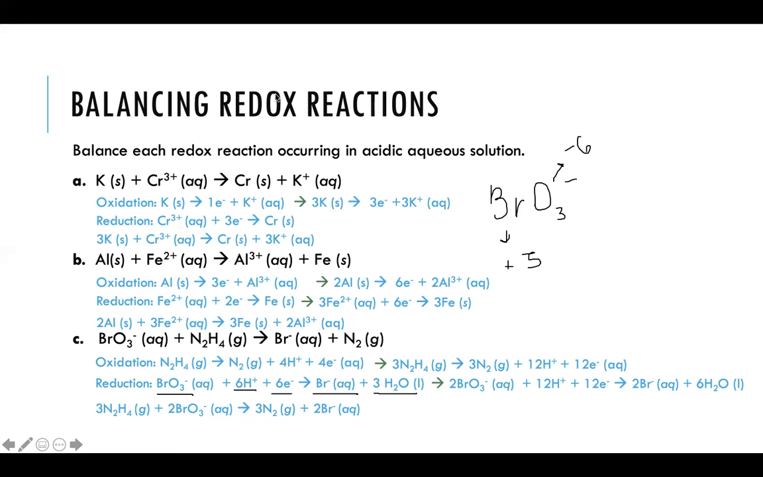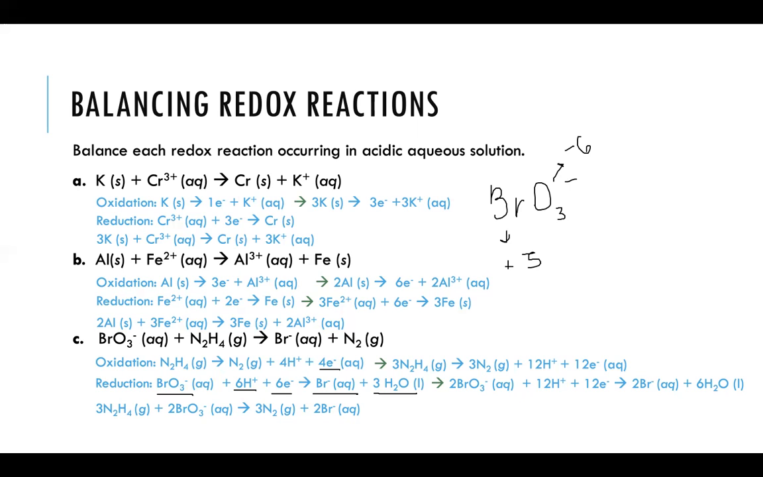So now let's compare these two. You'd have N2H4 yields N2 plus 4H plus 4e minus. Then you have BrO3 plus 6H plus 6e yields Br aqueous and 3H2O. So we have 6e here and we have 4e here. We need these electrons to cancel out because we cannot have electrons in our final reaction here. And so in order to cancel these electrons out, we have 6 in one, we have 4 in the other.